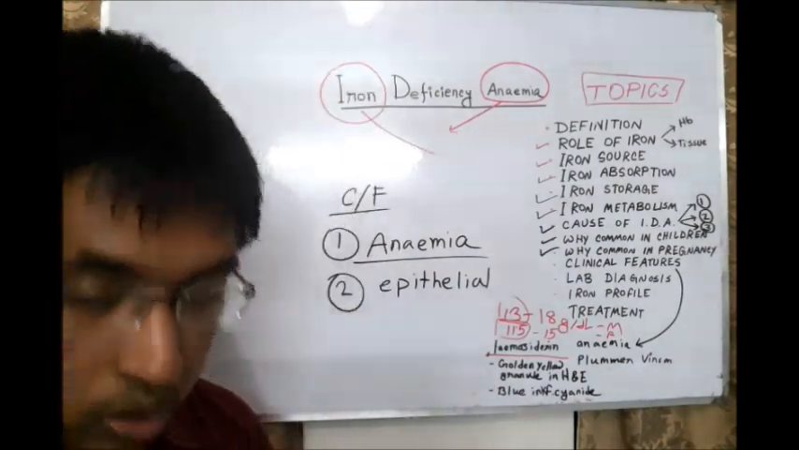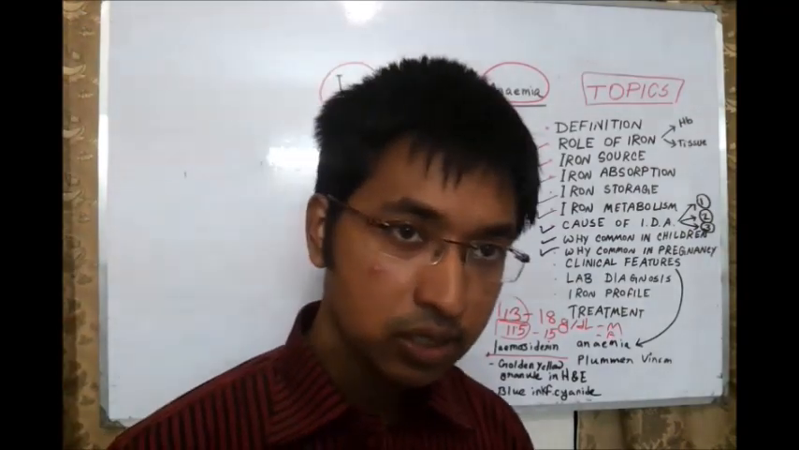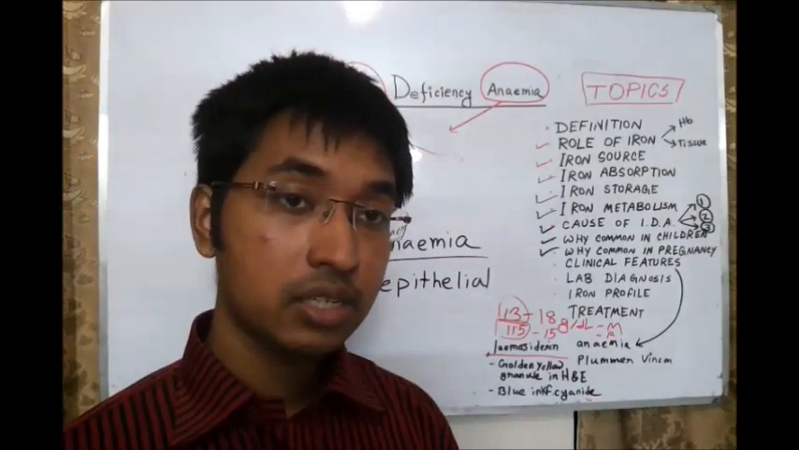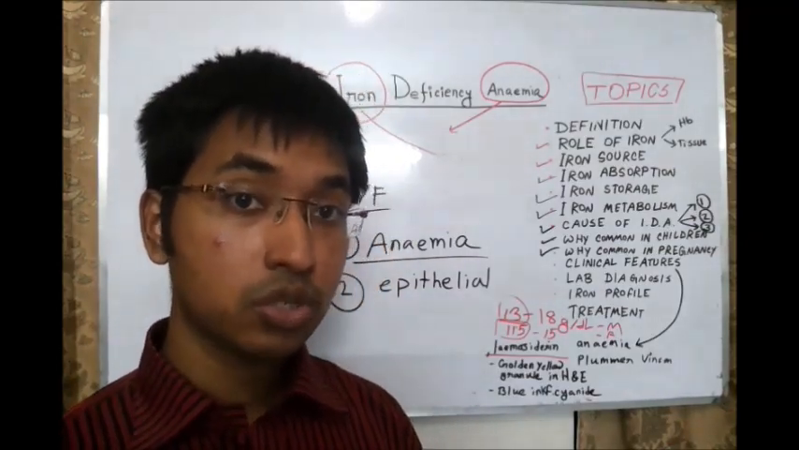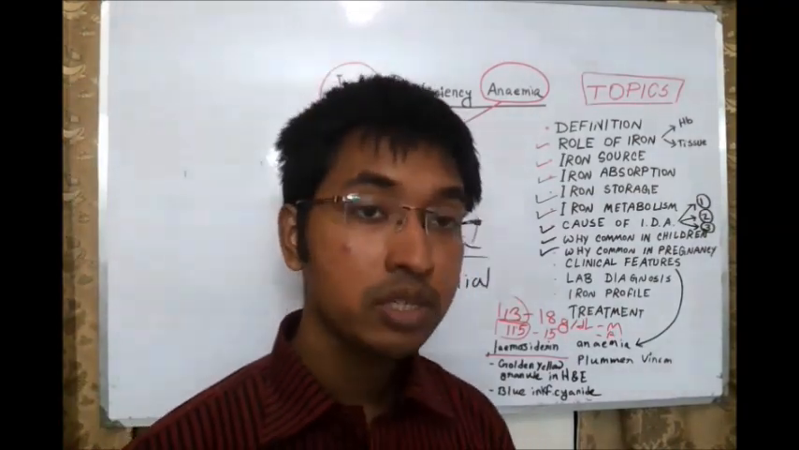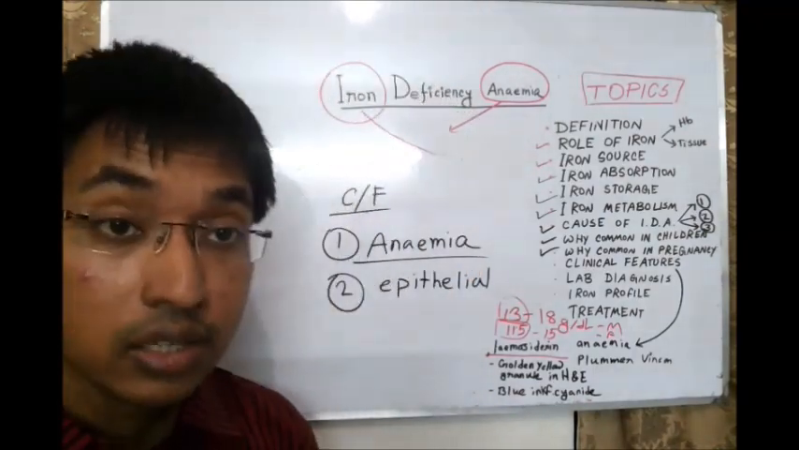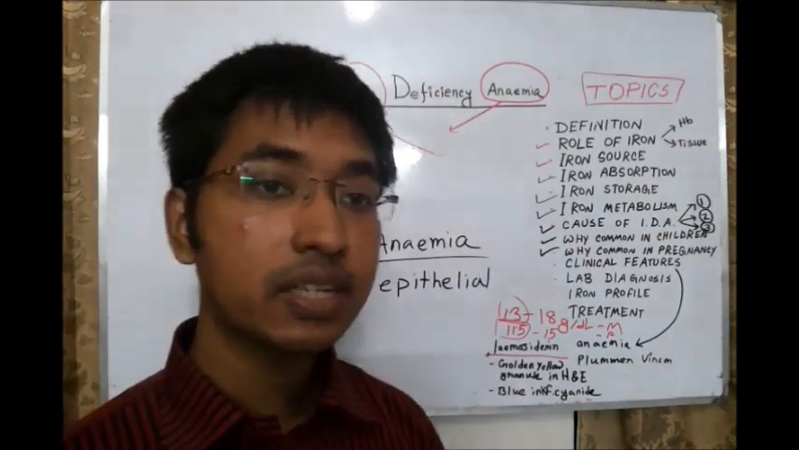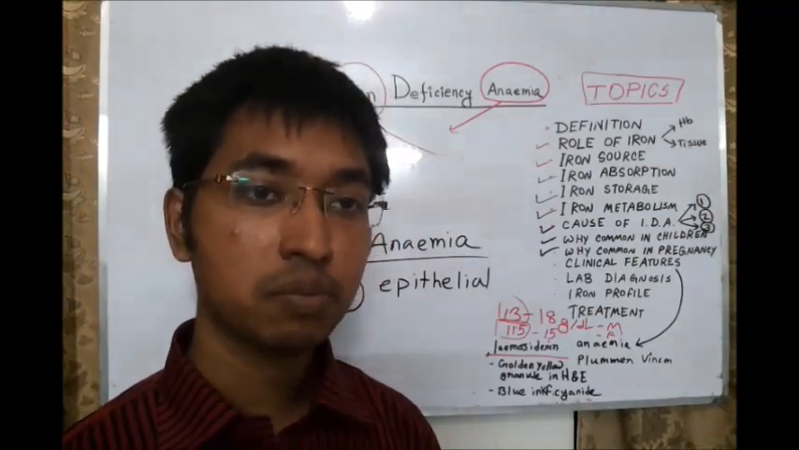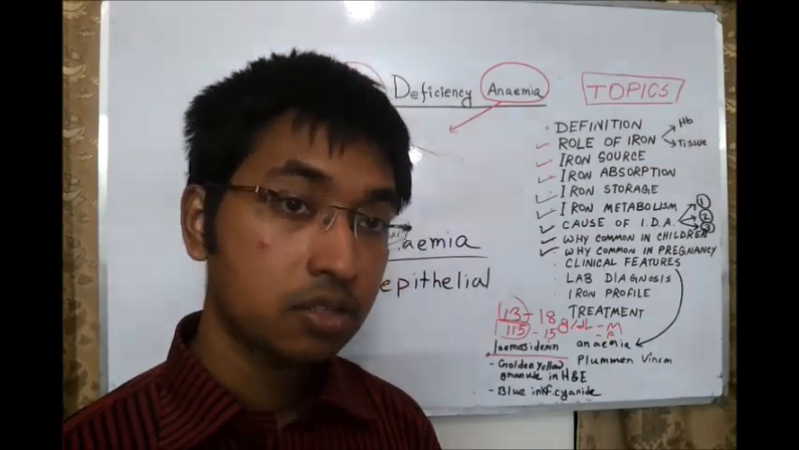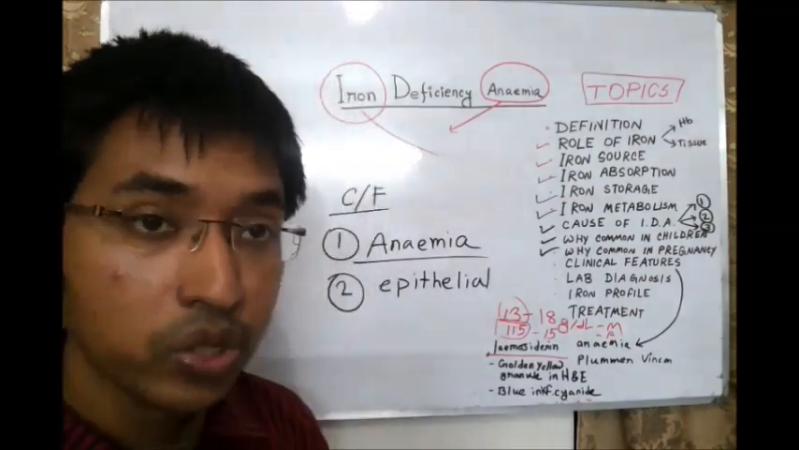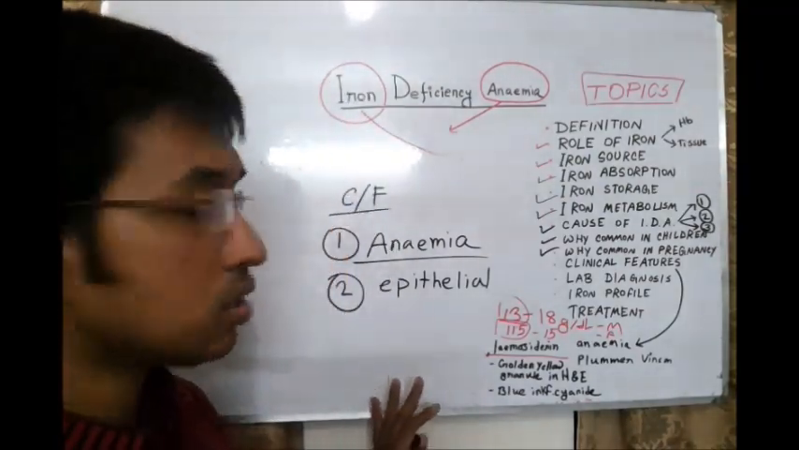There will be some abnormality in the patient's nails, hair, tongue, mouth, and also in the esophagus. So what will be happening in his nails? His nails will become thin. They will lose their normal shiny appearance. They will become lusterless and brittle, very prone to breaking down, and there will be some longitudinal ridges in the patient's nail.